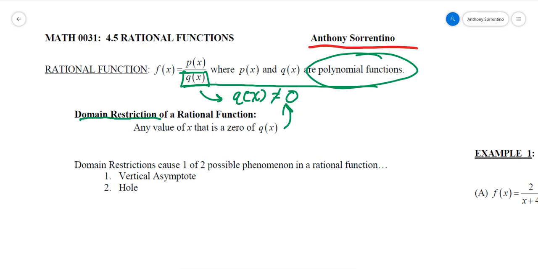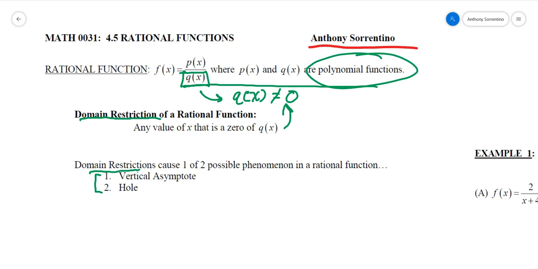You may see them in other courses and have to keep aware that you might have to figure out ways of finding them out. But domain restrictions, any of these places where the bottom function becomes 0, which makes the whole function undefined, they come out to be two different things. There's two different phenomena that happen with these kinds of graphs of rational functions because of domain restrictions.